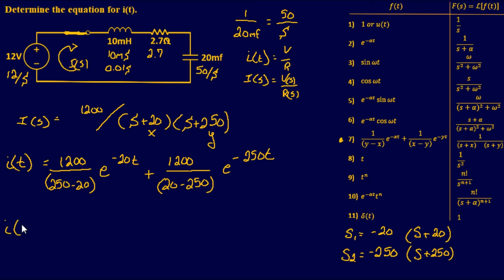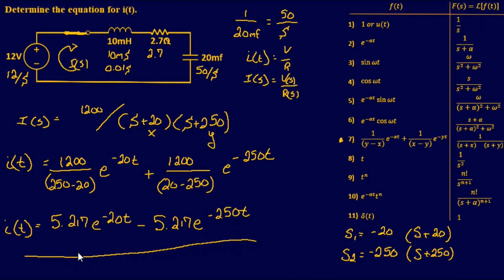We're going to say our current in the time domain is going to be 5.217. That's going to be e to the negative 20 t. Now right here we have a negative. 20 minus 250 is going to give me a negative. So this is not going to be a plus, it's going to be a minus. However, it's going to be the same answer, 5.217. That's going to be e to the negative 250.